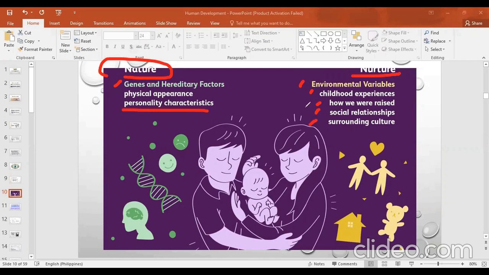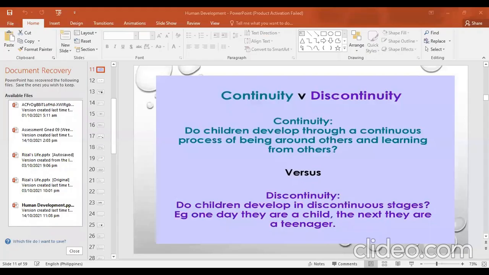Sige, give tayo ng differences nila. Halimbawa, yung pagiging gay. At some point, and at some part, may mga nagsasabi na it is nature, no? Namana. And meron din na nagsasabi na it has something to do with environmental factors na nahawa from your environment. Okay?